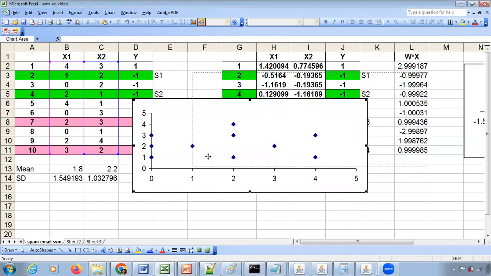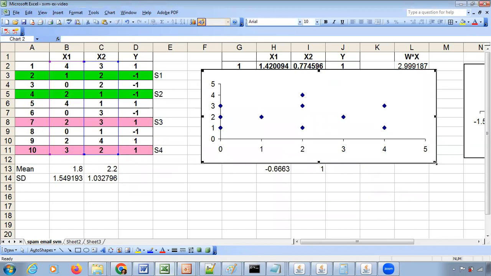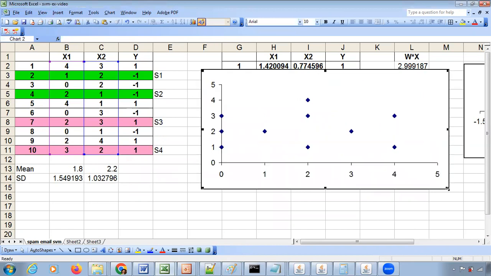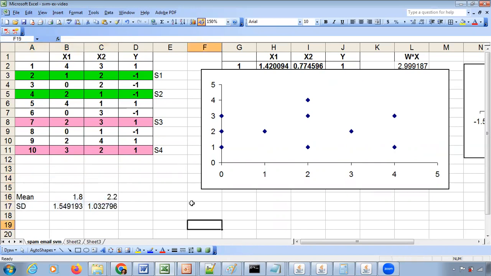So now what we could do is, similar to what we did to visualize Wx equals 0 in the normalized scale. But remember, Wx equal to is not 0 for the normalized. Sorry, it is equal to 0.